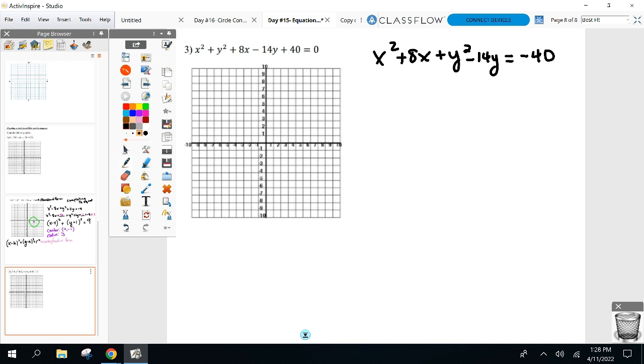Remember, you are completing the square twice, once on the group of x's, once on the group of y's. Plus something, plus something equals -40. Half your b values squared.